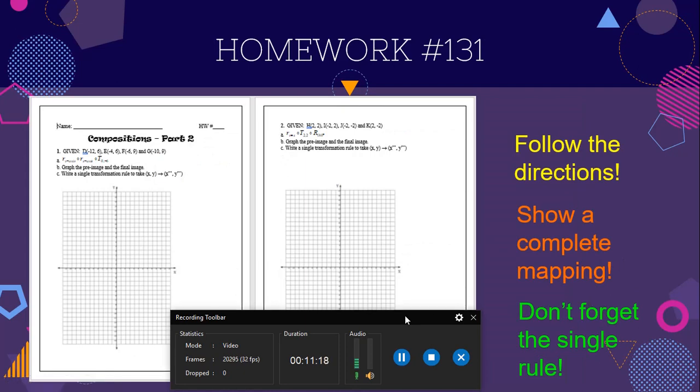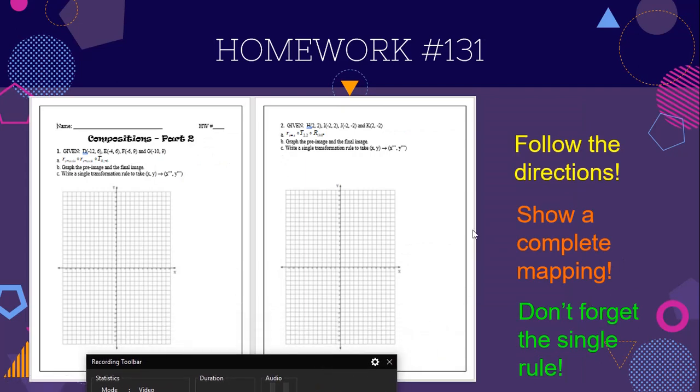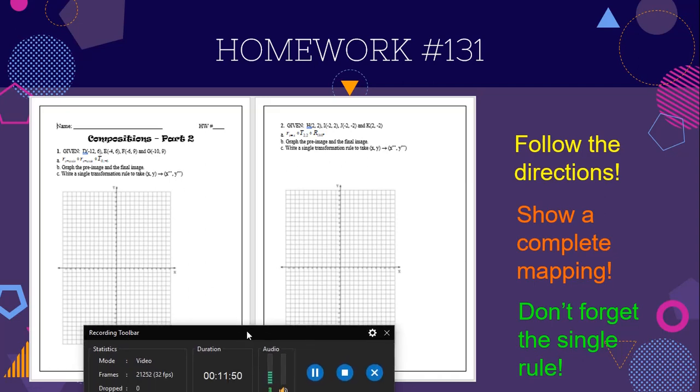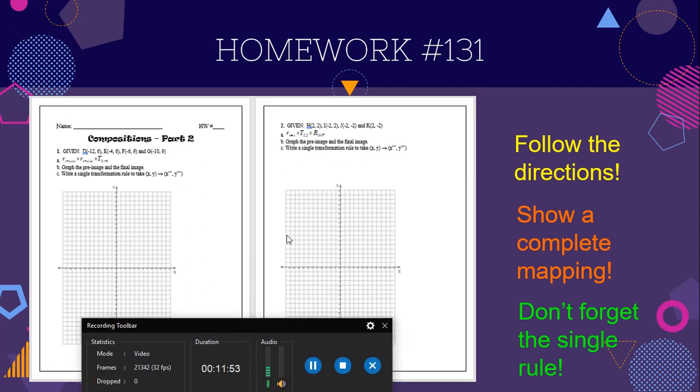In addition, tomorrow there won't be any notes, but we are going to continue compositions for one more day. This is part 2. I'll send you a separate email. This will be homework 131. This one is very similar to the one you're going to complete today at 1:30. You're going to go ahead and complete the transformation, the full composition. You have to do a full mapping. You can do it here in the white space. You can even turn the paper sideways and write it the long way. Make sure you follow the directions, make sure you show a complete mapping, and then at the end, it's asking you to see if you can come up with a single rule that took our pre-image to our final location, and don't forget to record that as well.